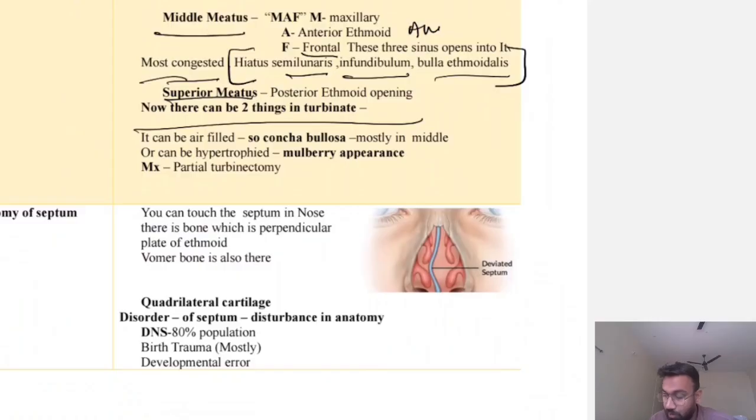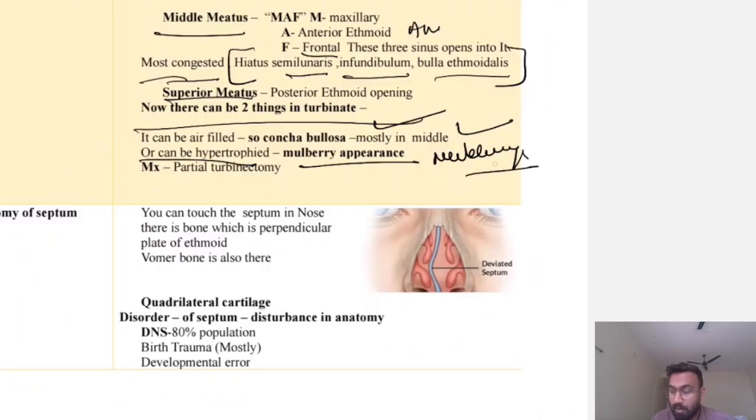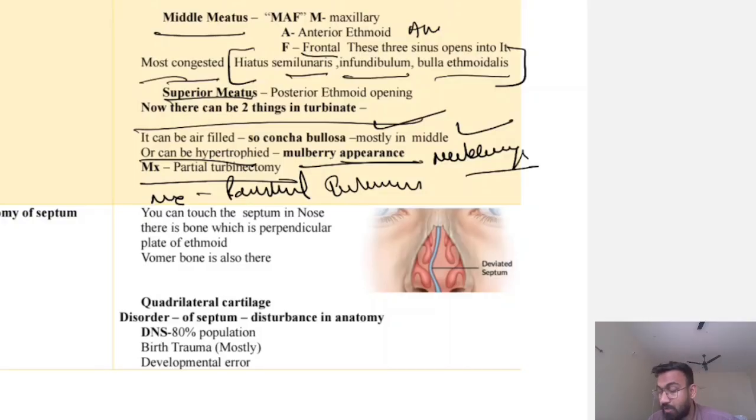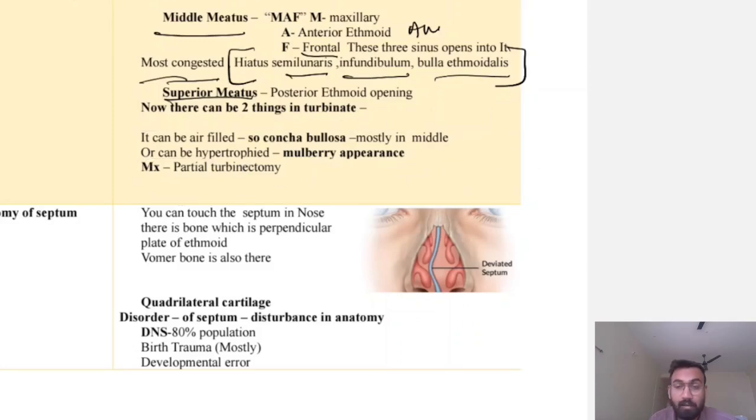Now there can be two things in turbinate. It can be air-filled, so it is concha bullosa, mostly in middle turbinate, or it can be hypertrophied, so it has mulberry appearance. In case of hypertrophied, you have to do partial turbinectomy. You have to remove that turbinate partially if it is congested or hypertrophied. So this is the entire lateral wall of nose and turbinates anatomy.